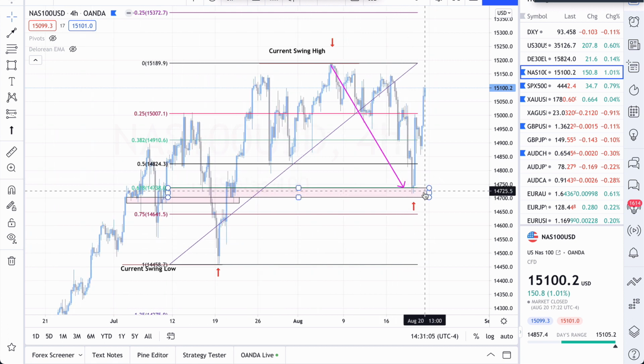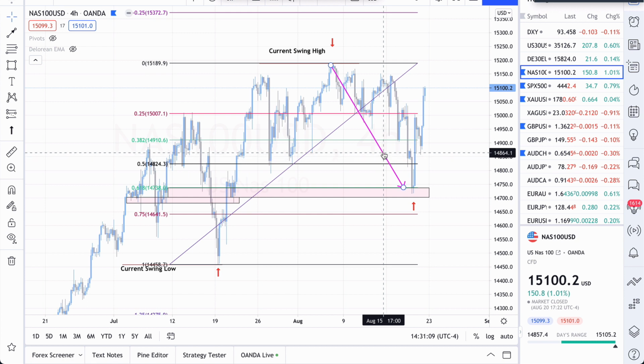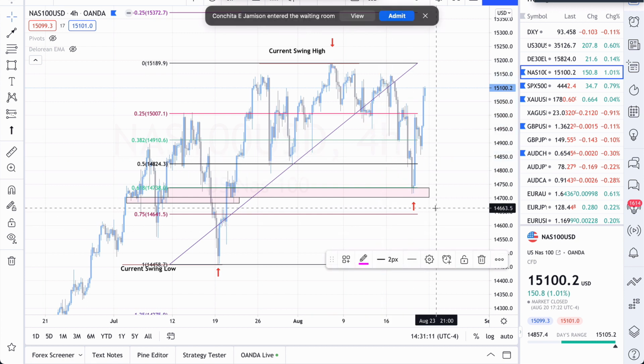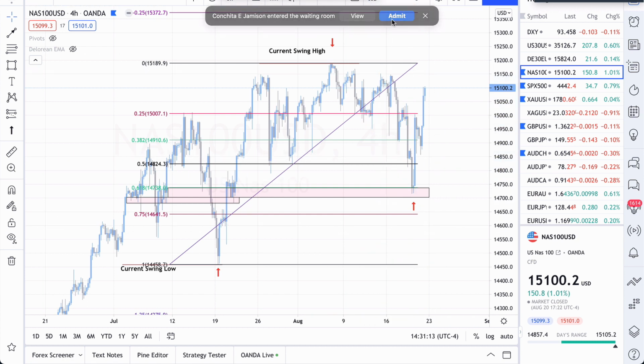Ladies and gentlemen, when you have your confirmations, don't get emotionally attached. Take the trade. Take the trade. Here's the swing from 1 to 0 or 0 to 1, however you draw it. It came all the way back to the 618. Enter the trade. You can put your stop loss at the 0.75.